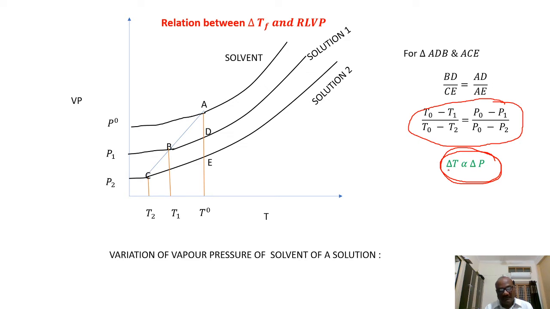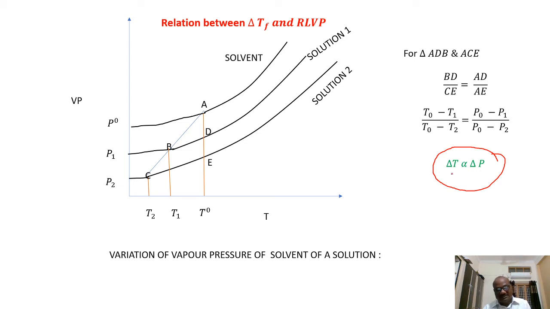We know that lowering of vapor pressure is a colligative property, so the depression of freezing point is also a colligative property, that we can prove. This is about the relation between ΔTf and RLP. From this relation we can derive the equation for the relationship between depression of freezing point and molecular weight of solute, or the relationship between ΔTf and molality of solution. Let me see that derivation part.